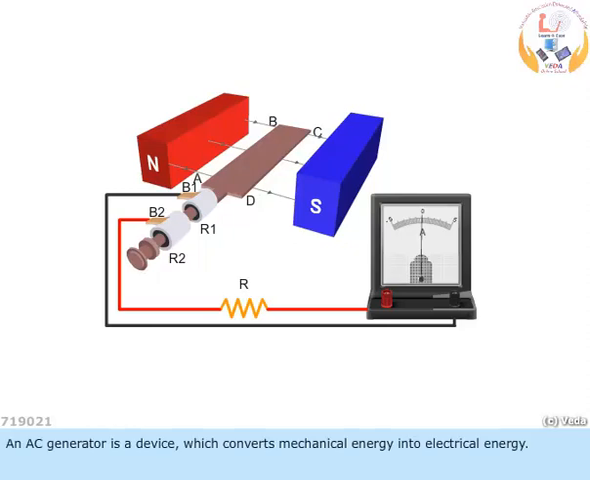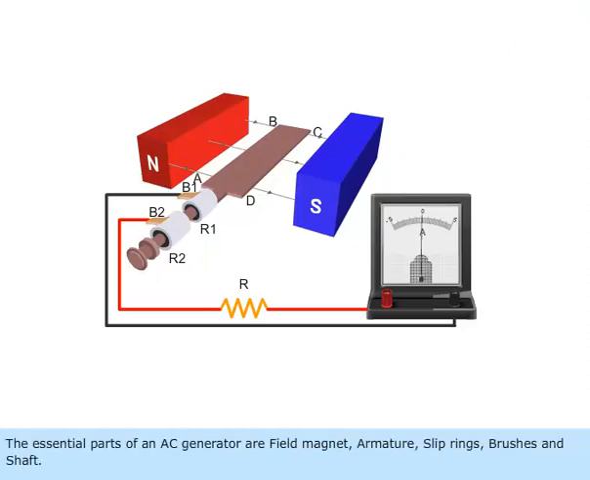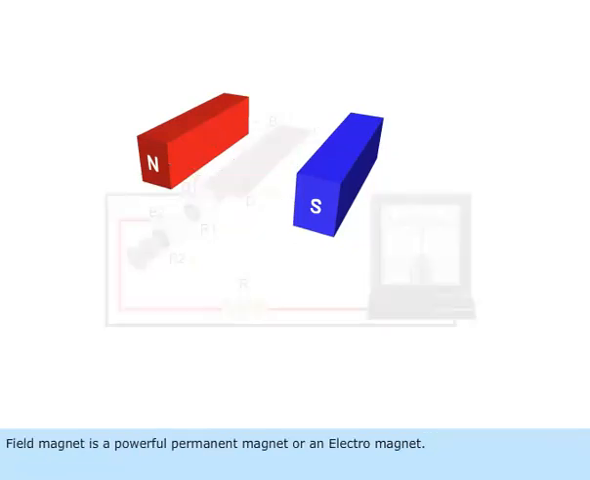An AC generator is a device which converts mechanical energy into electrical energy. The essential parts of an AC generator are field magnet, armature, slip rings, brushes and shaft. Field magnet is a powerful permanent magnet or an electromagnet.